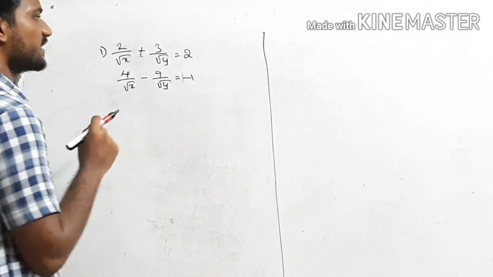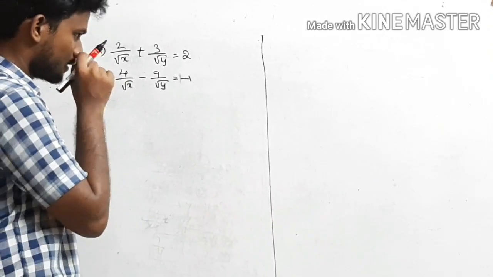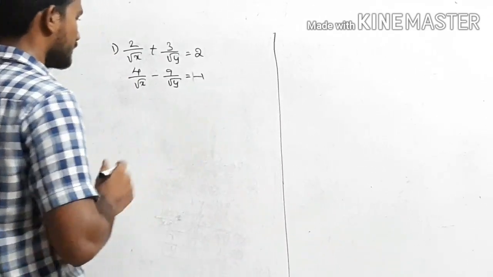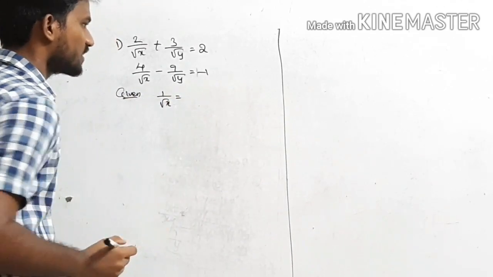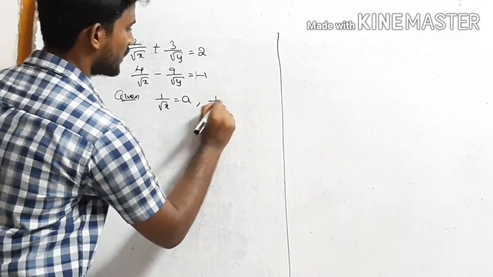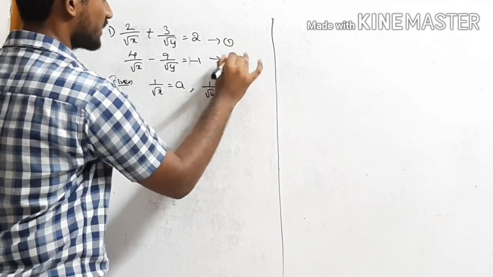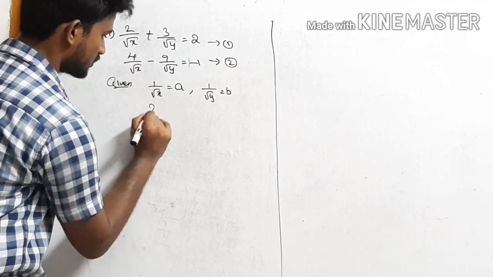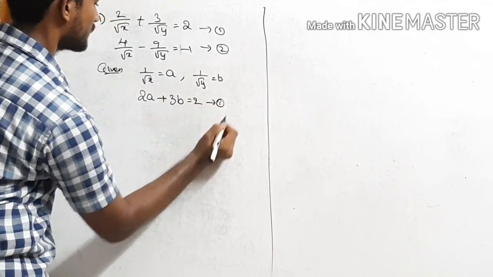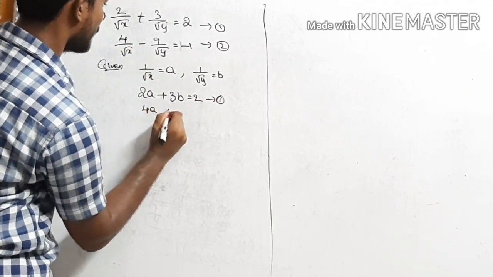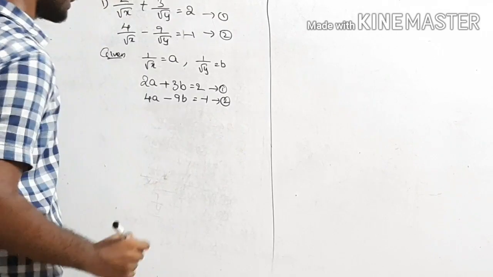These are the equations: 2 by root x plus 3 by root y equals 2, and 4 by root x minus 9 by root y equals minus 1. Then find x and y. From this, first take 1 by root x equals a and 1 by root y equals b for our comfort. Then substitute in the first and second equations. It becomes 2a plus 3b equals 2, this is the first equation, and 4a minus 9b equals minus 1, this is the second equation.